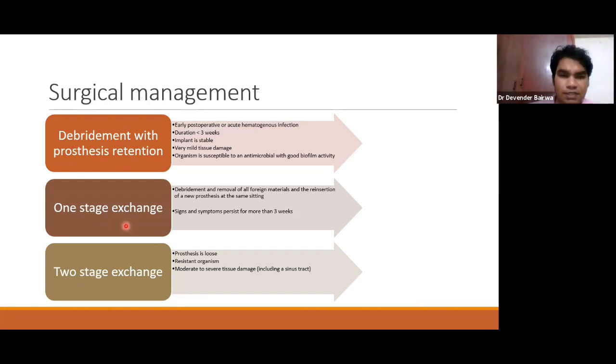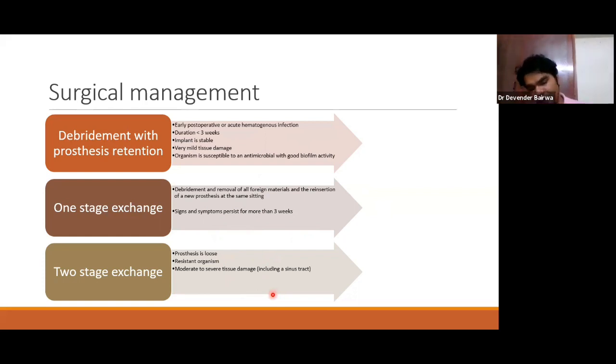One-stage exchange is considered debridement, removal of all foreign material, and reinsertion of a new prosthesis in the same setting. It is generally done when all these features are favorable, but the signs and symptoms persist for more than 3 weeks. In such a condition, you can go for one-stage exchange. Two-stage exchange is done in all the rest of the conditions.